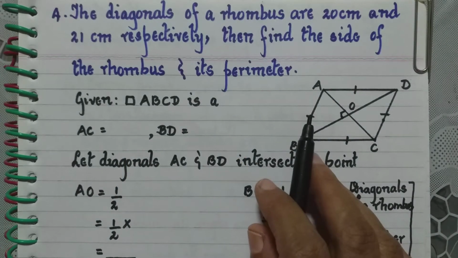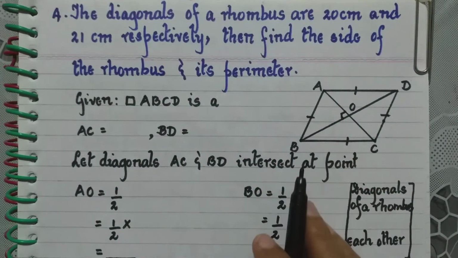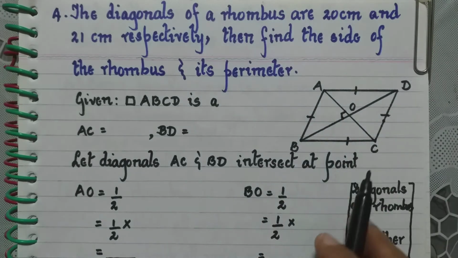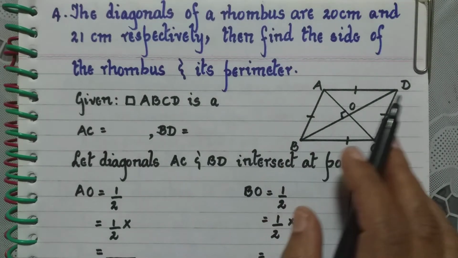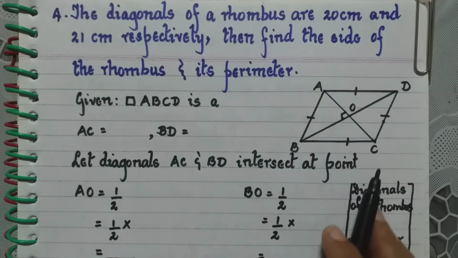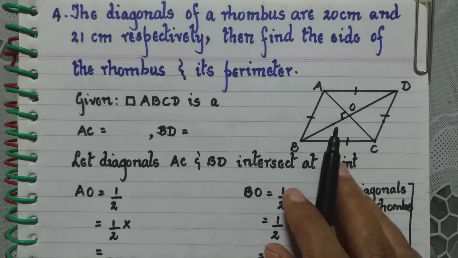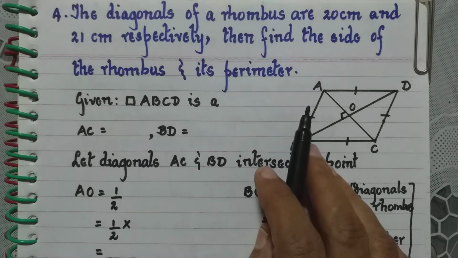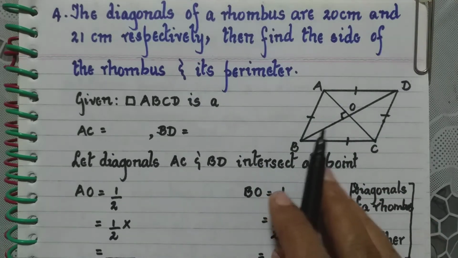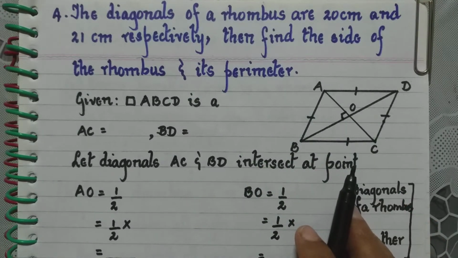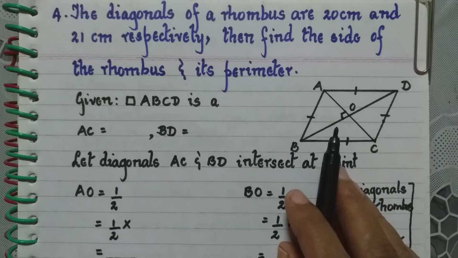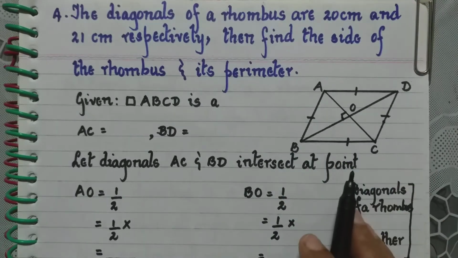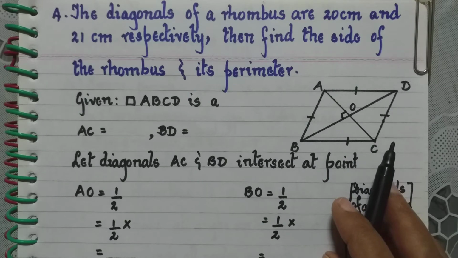and 21 centimeter. We have to find the length of any one of the sides of the rhombus, because the sides of a rhombus are equal. And then we have to find the perimeter. Perimeter is nothing but the addition of the lengths of all the four sides of the quadrilateral. Here it is a rhombus. Since all the sides are equal, it will be 4 into side.